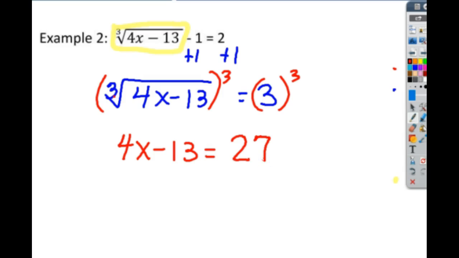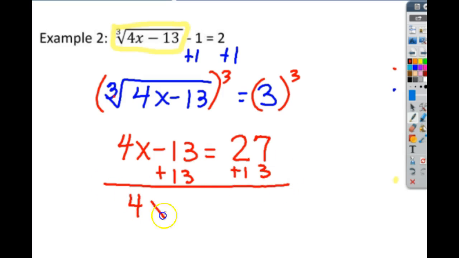What do I do next? Add the 13 to both sides of the equal sign. This step right there is where a lot of people made sign mistakes. Some people made sign mistakes because their own writing was so messy they couldn't read it.